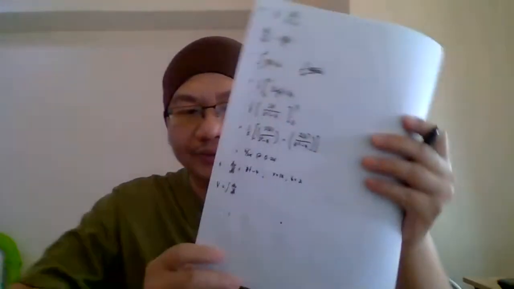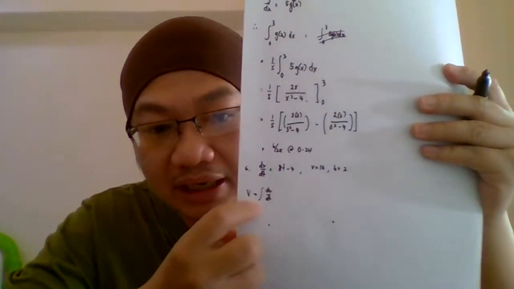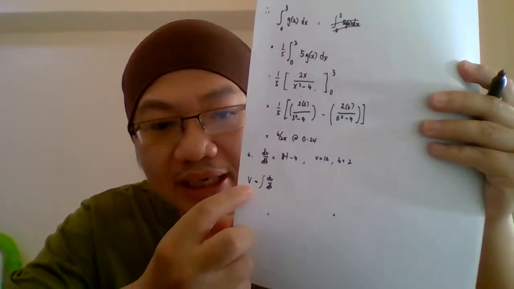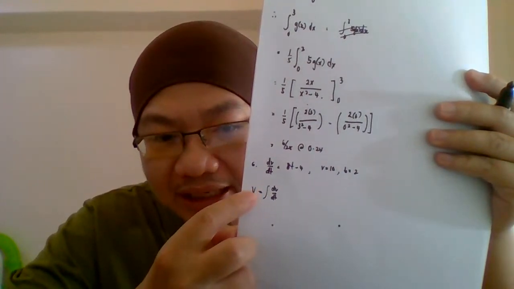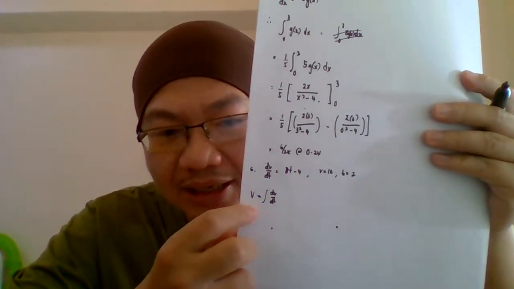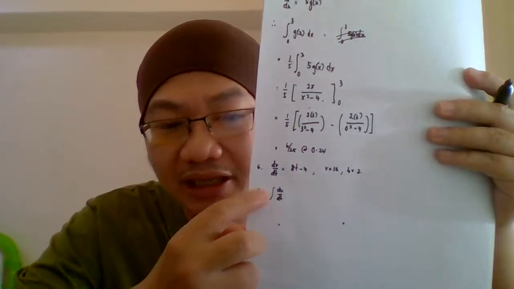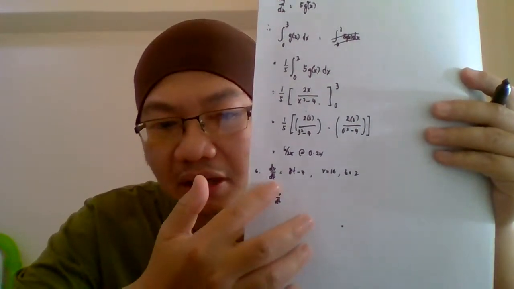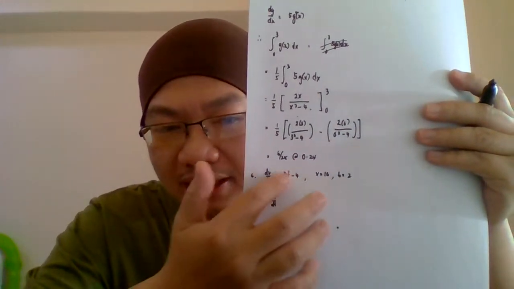Okay, now, for question number 6, there's another way to ask. They can ask us to integrate dv/dt. We're supposed to get v. When we integrate the dv/dt here, we're supposed to get v in terms of t. That's why sometimes they write v bracket t. That means the function of v in terms of t. So now, integrate dv/dt, just integrate this whole thing.